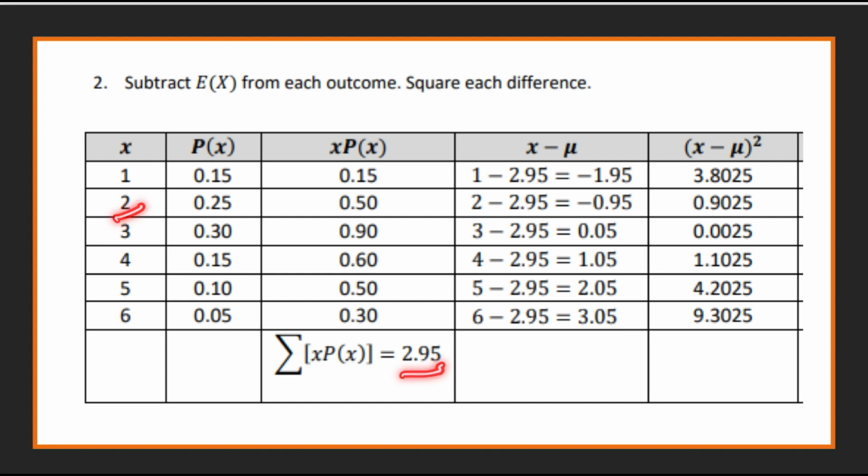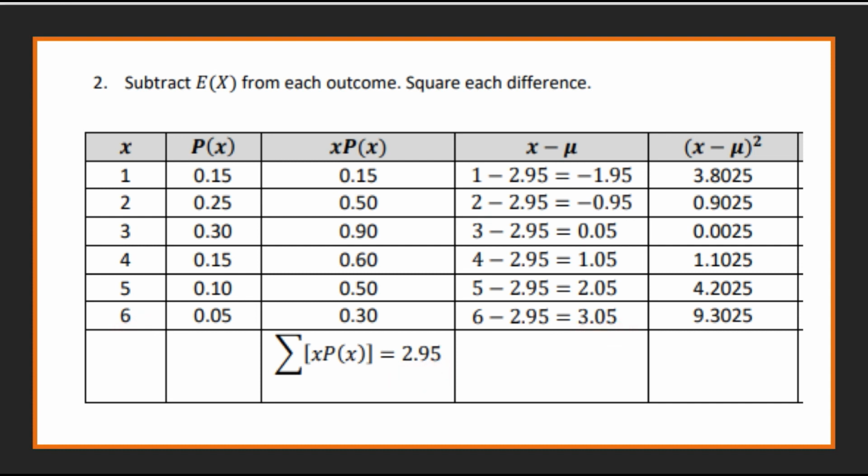2 minus the expected value, that is now negative 0.95. 3 minus the expected value, that is now 0.05. 4 minus the expected value, that is now 1.05. 5 minus the expected value, that is 2.05. And 6 minus the expected value, that is now 3.05.